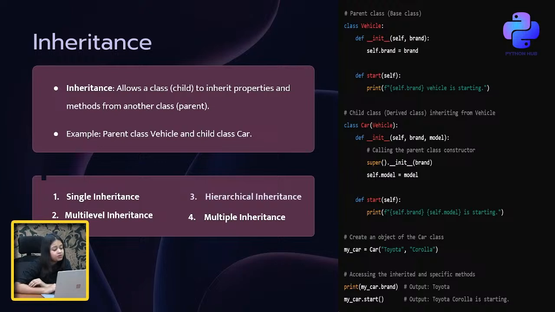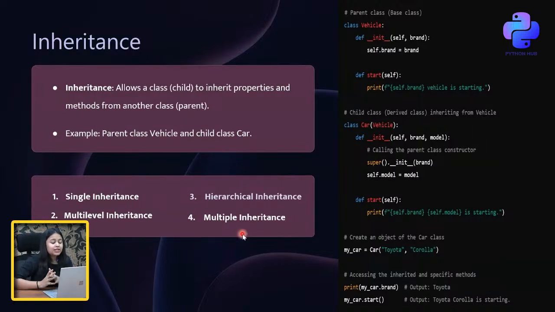Let's talk about single inheritance. A child class inherits from a single parent class. Let me give you an example: car inherits from vehicle. Make sense? Car inherits from vehicle. So we are done with single inheritance. Let us move towards the next type.